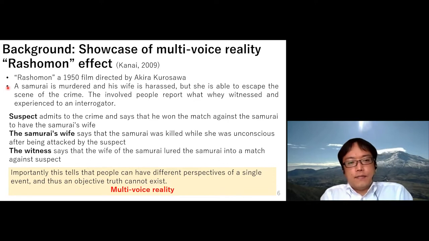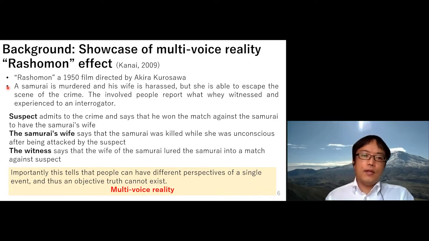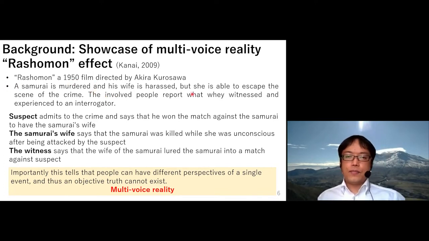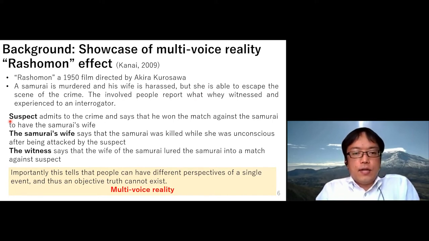A samurai in this movie is murdered, and his wife is harassed, but she is able to escape the scene of the crime. So she survives. The people involved report what they witnessed and experienced to an interrogator. The suspect, whose name is Tajomaru, is arrested and admits to the crime, and says that he won the match against the samurai to have the samurai's wife. So this is his comment.